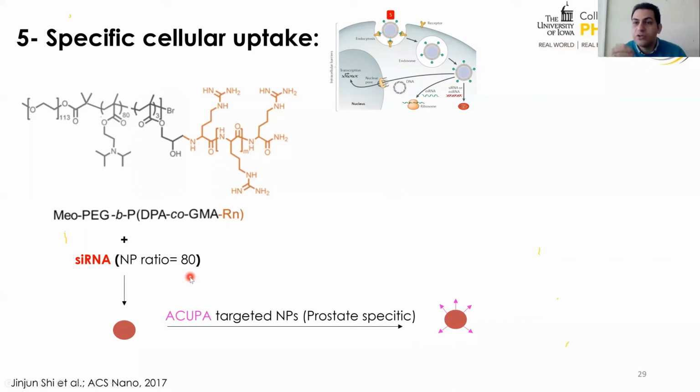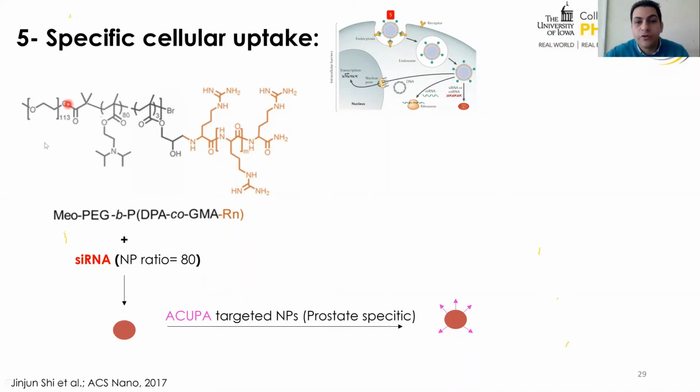And this N/P ratio is nothing but the amount of nitrogens in your positively charged polymer to the amount of phosphates in your negatively charged siRNA. So N/P 80 means you have 80 more nitrogens in your formulation compared to the phosphates in your siRNA, and this is a way of complexing them.